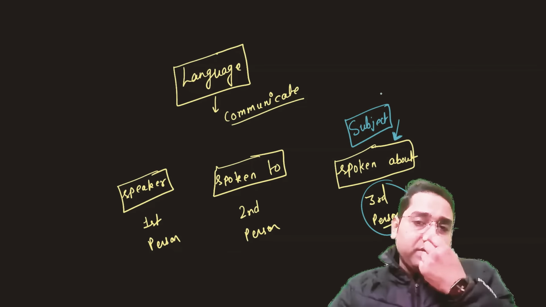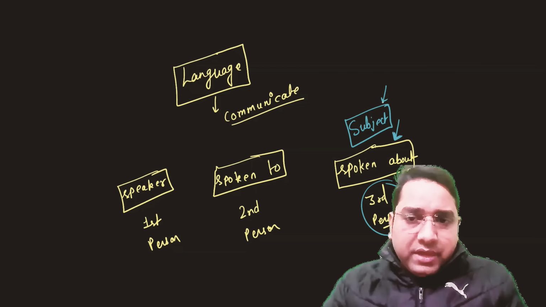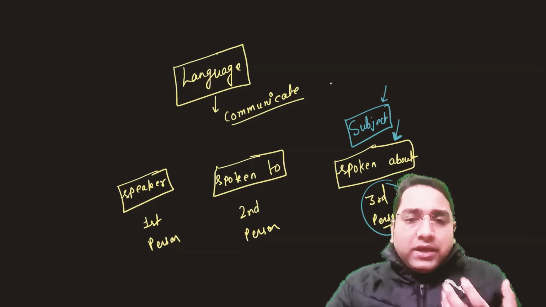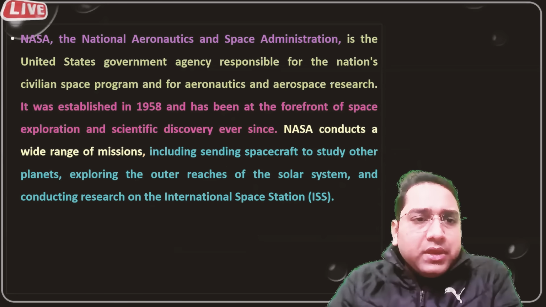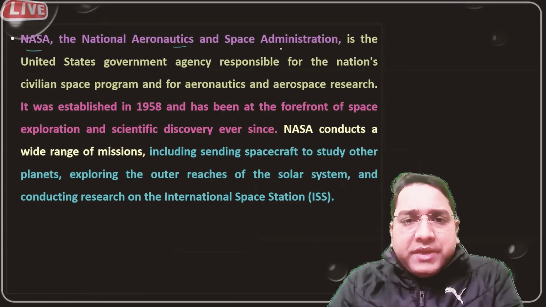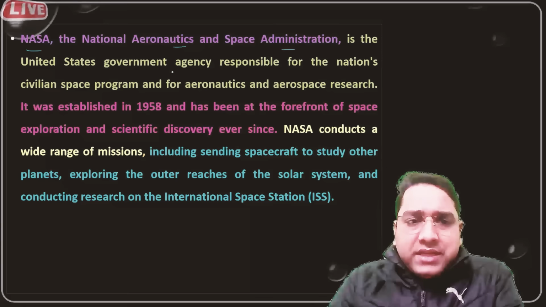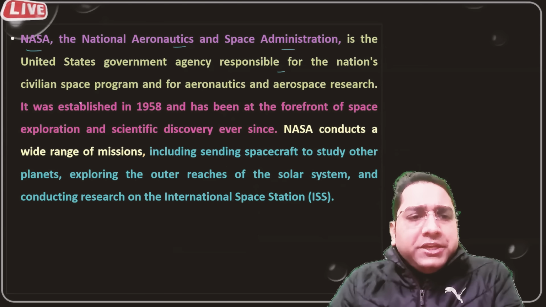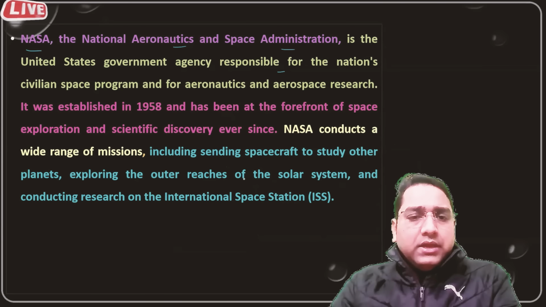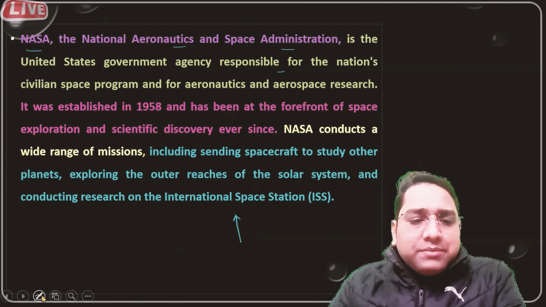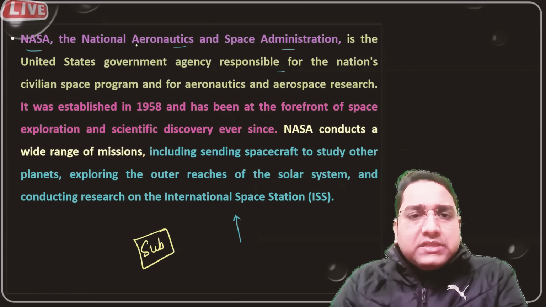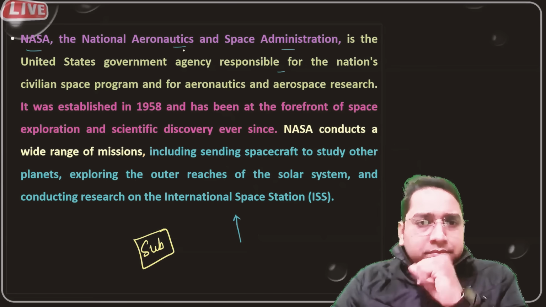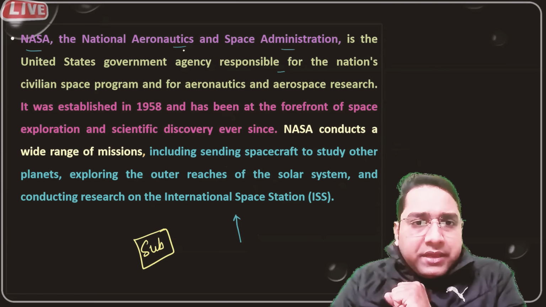Okay. So now what we are talking about, the subject, that means what the passage is about. Let me show you one example. Let's say this is talking about NASA: the National Aeronautics and Space Administration is the United States government agency responsible for the nation's civilian space program. Can you please tell me what is the subject of this paragraph? Everybody please type in the comment section. What is the subject of the paragraph? NASA. Very good. Amazing. Okay.